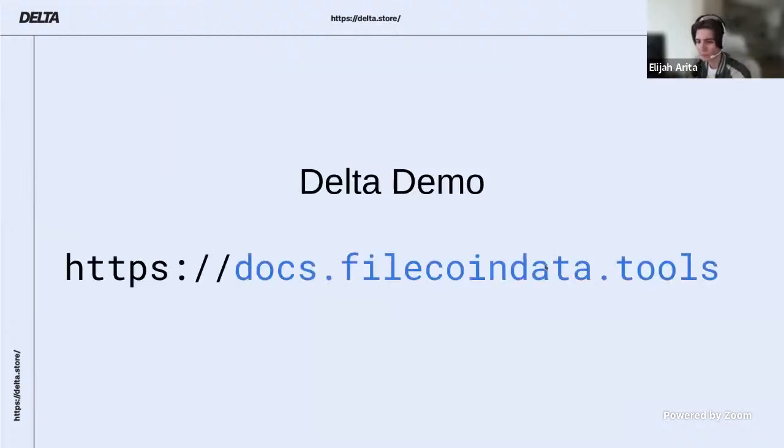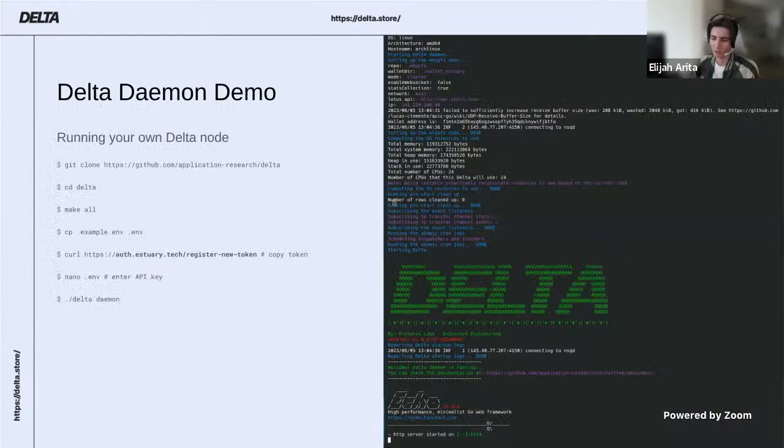So with that out of the way, I'm going to give a quick demo of using Delta. Delta is very easy to get set up for yourself. I'm going to start with a demo of setting up a Delta daemon instance. So again, we've got the hosted instance, and then we have the daemon, the local instance that you can clone for yourself if you want to use it.